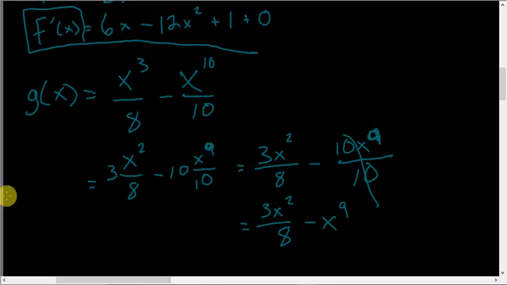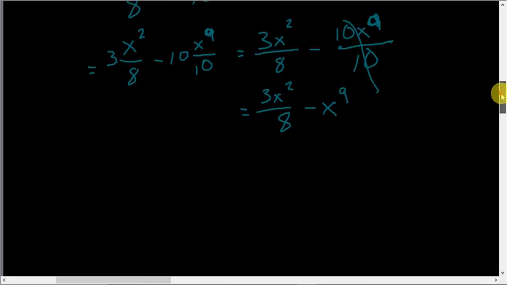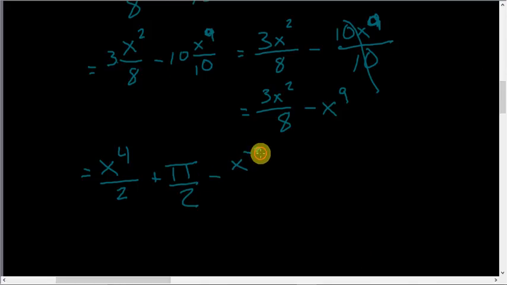That's it. Let's see if we can find another one to do. Let me do a couple more. x to the 4th over 2 plus pi over 2 minus x to the negative 3 over 3. Alright, let's try this one out. I'll do this in a separate color. Pink.